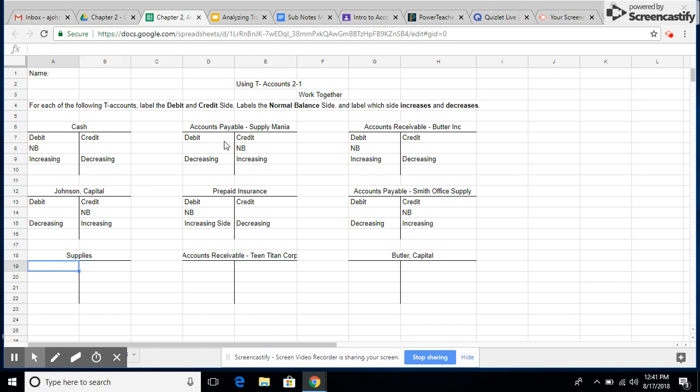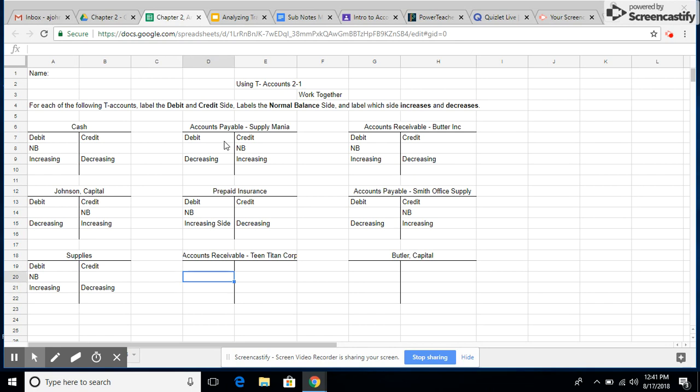Okay, the next account is supplies. So our supplies T account, we will label the left side as a debit and the right side as a credit. Supplies is considered an asset. Assets have a normal balance on the debit side. The normal balance side is the increasing side. So for supplies, our increasing side would be the debit, and our decreasing side would be the credit.